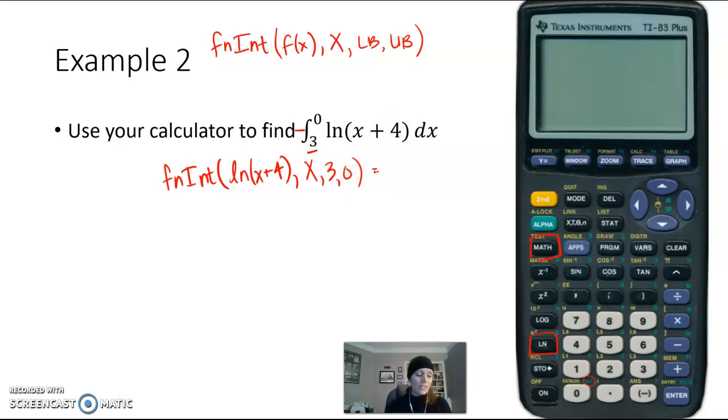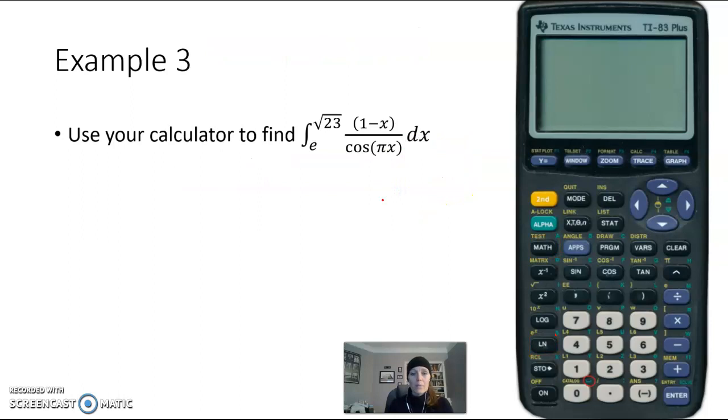So if I press enter on that, you'll see that the answer is negative. I would expect that because the natural log function should have some space above the x-axis, which makes it positive area. But because we're going from 3 over to 0, that is going to make it negative area, right? Because it's going backwards. So I have negative 5.076 for that answer.